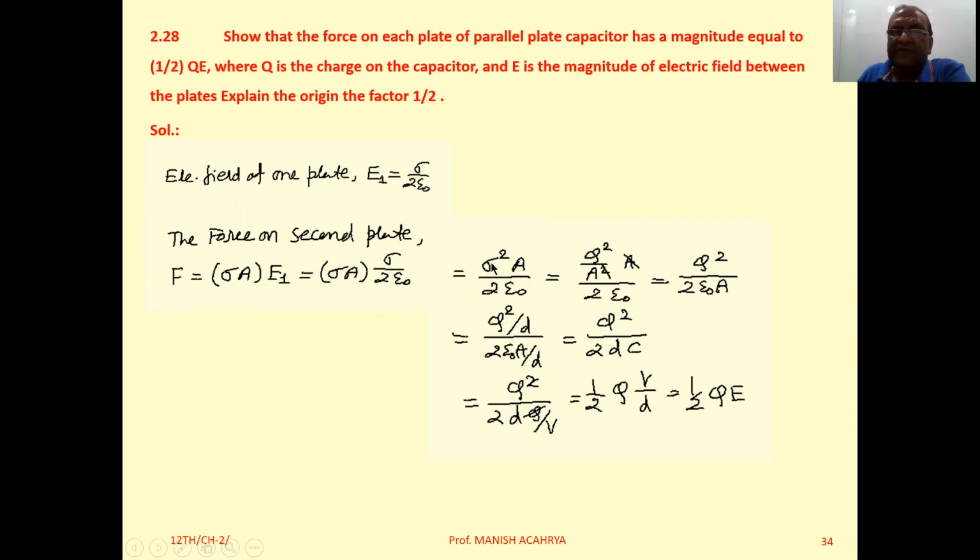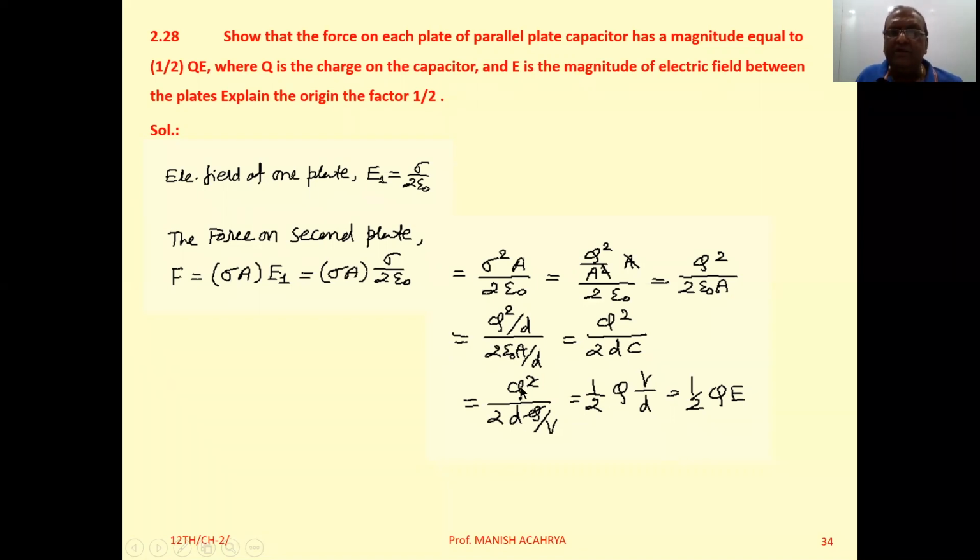Here we substitute sigma as Q by A. So sigma square is Q square upon A square into A upon 2 epsilon 0. One A is cancelled, so we get Q square upon 2 epsilon 0 A. Now divide numerator and denominator both by D. So Q square by D upon 2 epsilon 0 A by D. But epsilon 0 A by D is C. So you will get Q square upon 2DC.